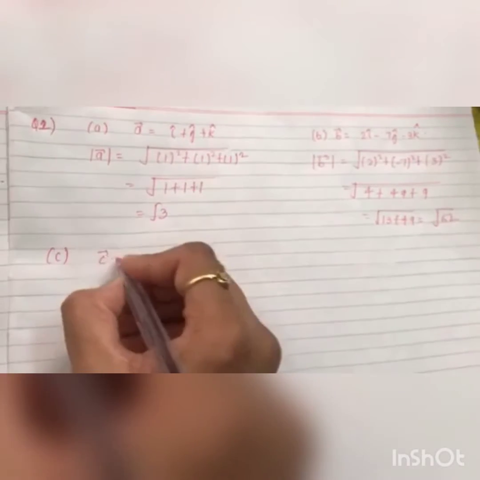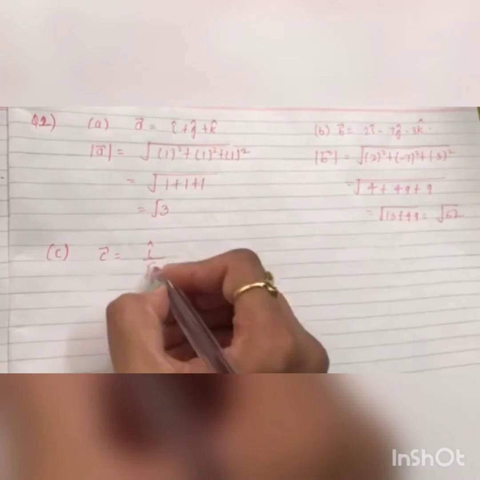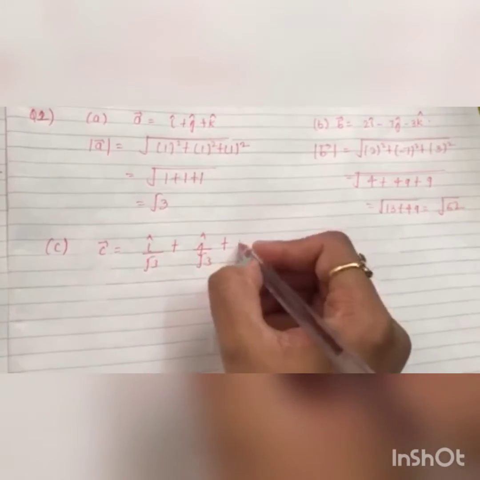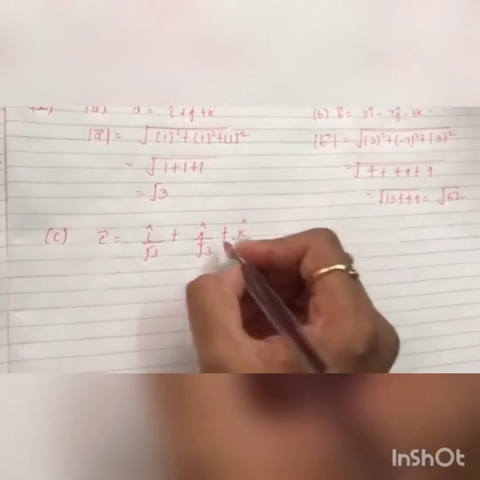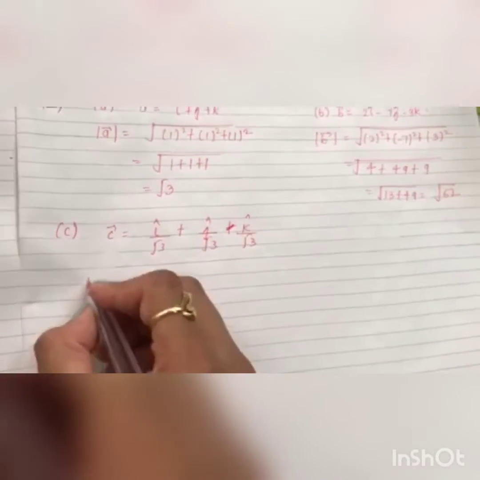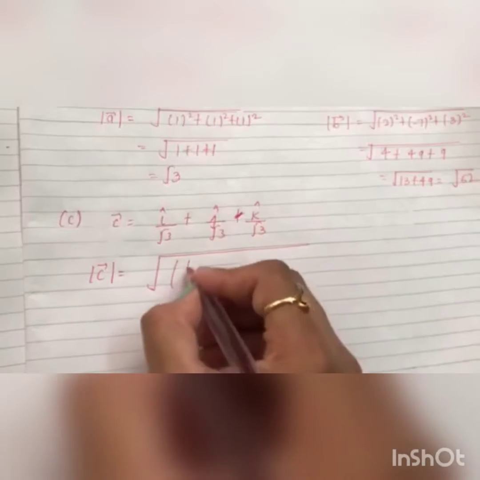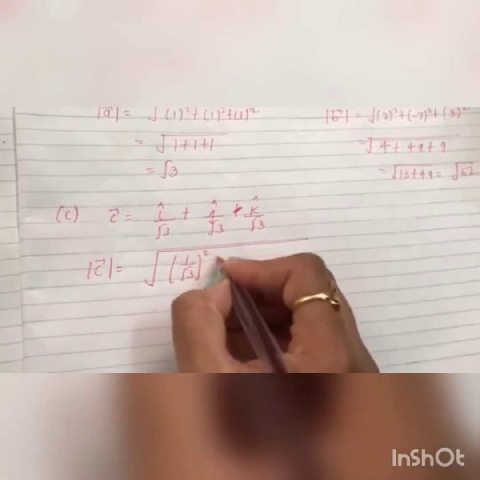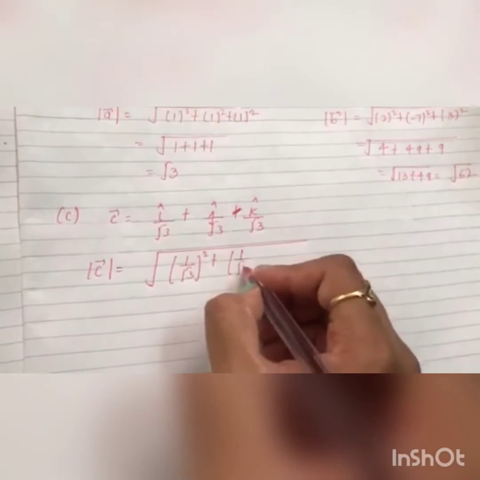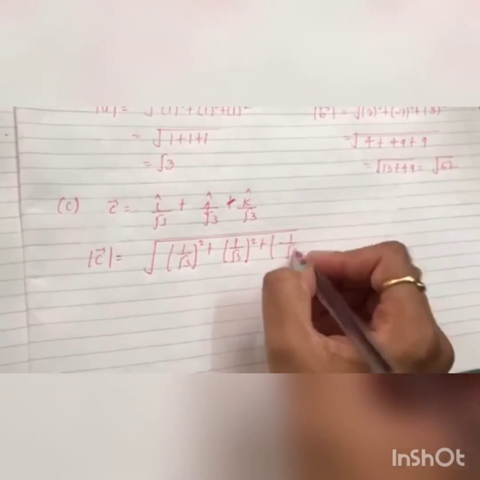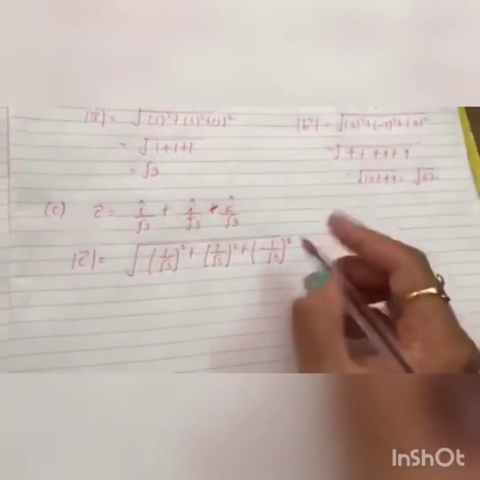The vector is i cap upon root 3 plus j cap upon root 3 plus k cap upon root 3. This is a negative sign. So if we are to find the mod of C, that means the square root of coefficient of i cap, that means 1 by root 3 square, coefficient of j cap 1 by root 3 square, coefficient of k cap, that is minus 1 by root 3 square.